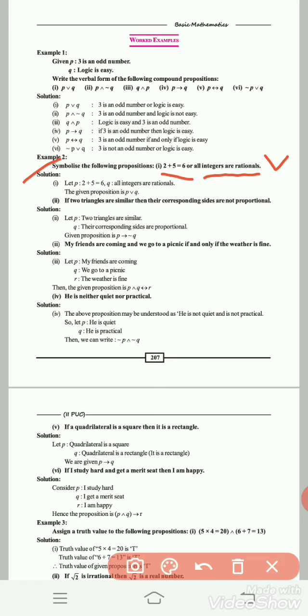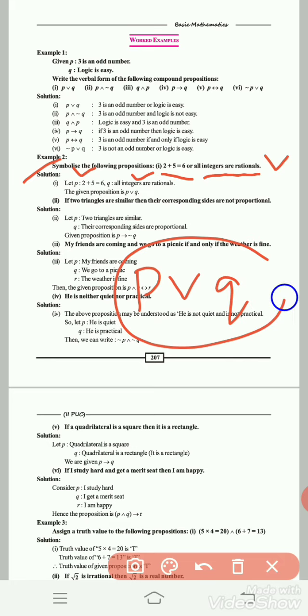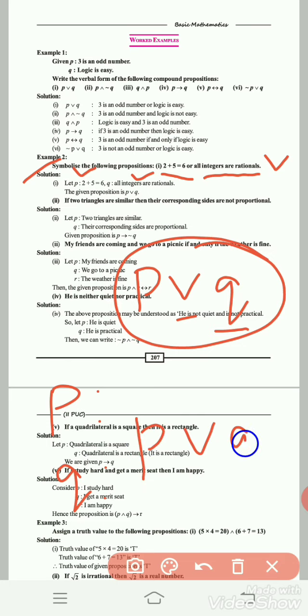First consider 2 plus 5 equal to 6. P equal to 2 plus 5 equal to 6. Q equal to all integers are rationals. See here, P ∧ Q, that is, the symbol is conjunction. This is the symbolic form of the first one. 2 plus 5 equal to 6, and, all integers are rationals. You have to first denote the statements as P and Q. Next, connect them by using the symbol ∧. P ∧ Q. Next, the second one.